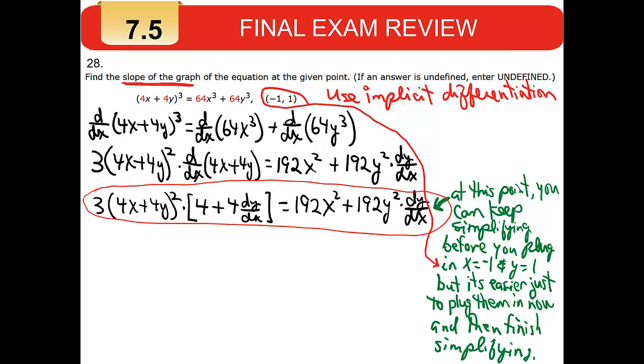Really, at that point, you could just go ahead and plug in the minus 1 for x and the 1 for y and work it from there. I think that would be easier. Works either way, but it would be easier if you plug in the actual values of x and y earlier.